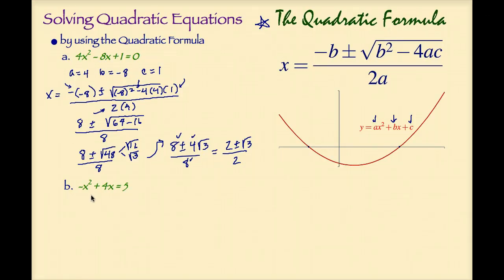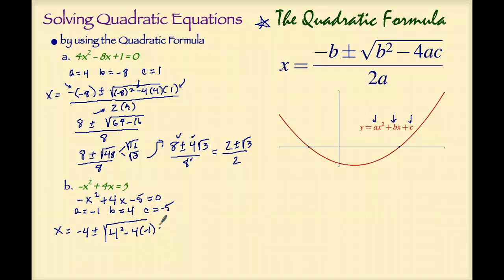And now for our last example. First of all, notice it's not in standard form. We've got to move that 5 over first. The right side must be equal to 0 before we get started. Now, that means a is -1, b is 4, and c is -5.